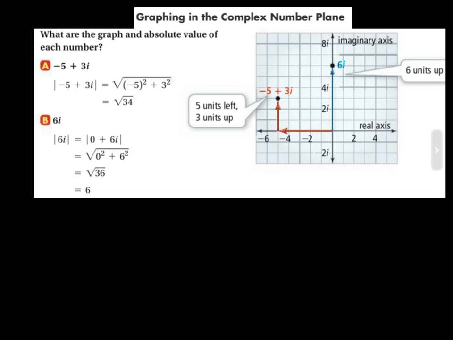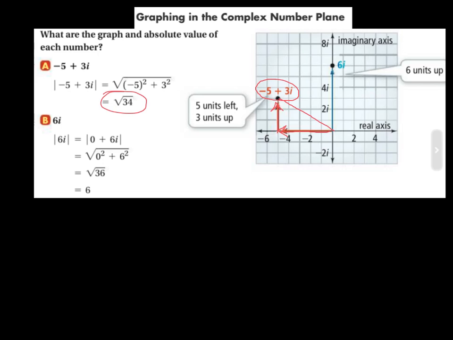So if we look at a couple more examples here, in part A we've got the complex number negative 5 plus 3i. And notice that that is plotted here over in quadrant number 2. The negative 5 is negative 5 units to the left on the real axis. And then positive 3i, so 3 units up. And the absolute value, or the distance from 0 of that point, is the square root of negative 5 squared plus 3 squared, and that's where we get this square root of 34.